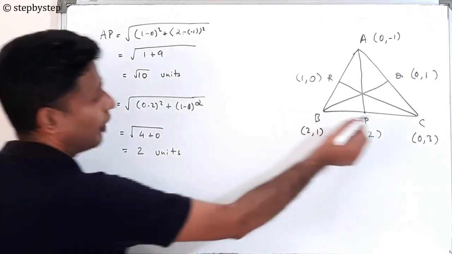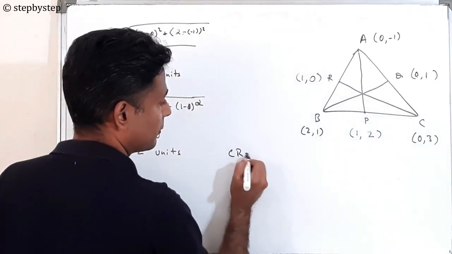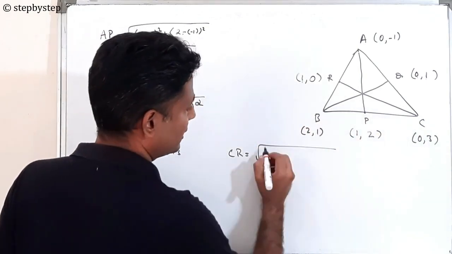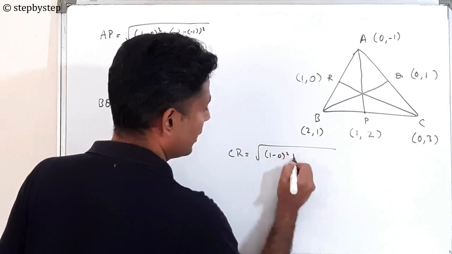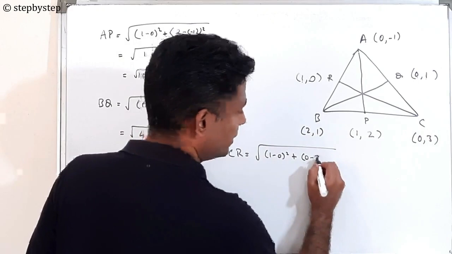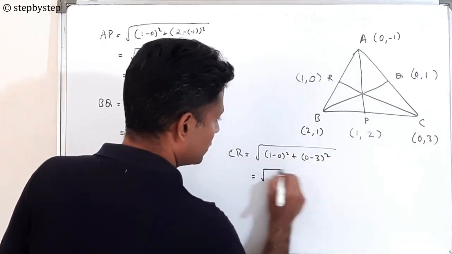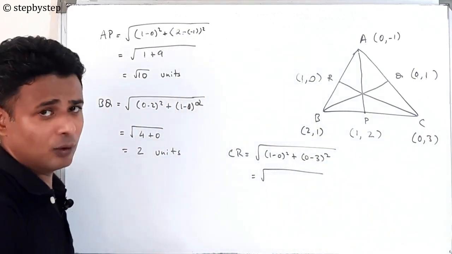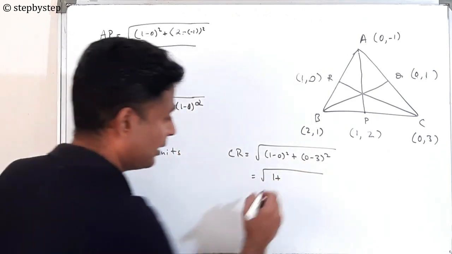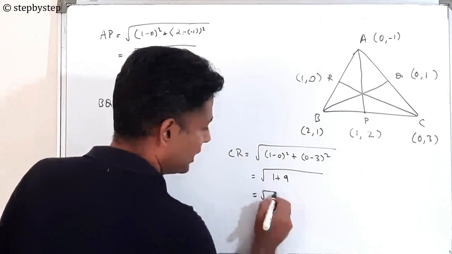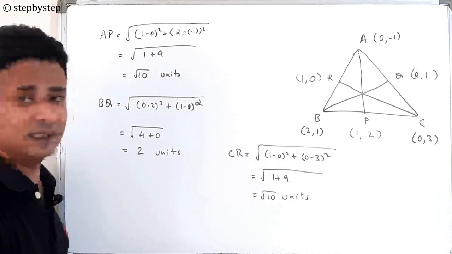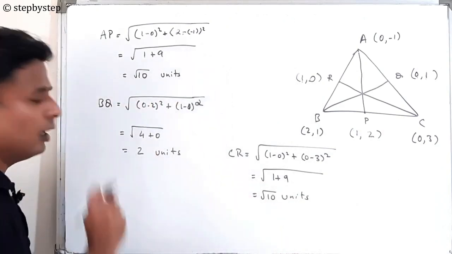And similarly, to find CR, again using the distance formula, (x2 minus x1), that is (1 minus 0) whole square, plus (y2 minus y1), (0 minus 3) whole square. So what do we get? 1 minus 0 is 1, 1 square is 1, plus (0 minus 3) square is plus 9. So again we get root 10 units. So what are the lengths of the medians? Root 10 and 2.